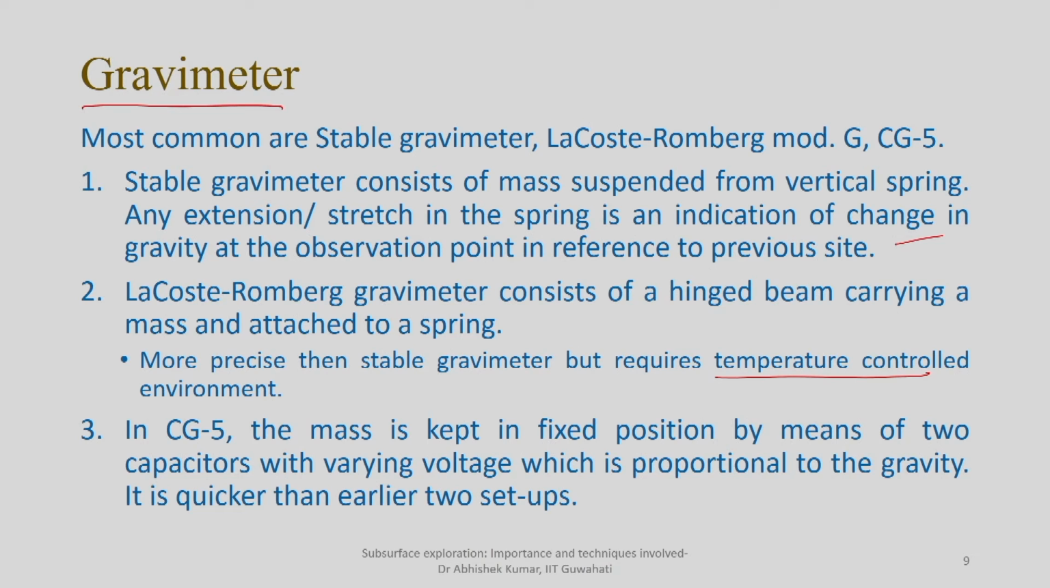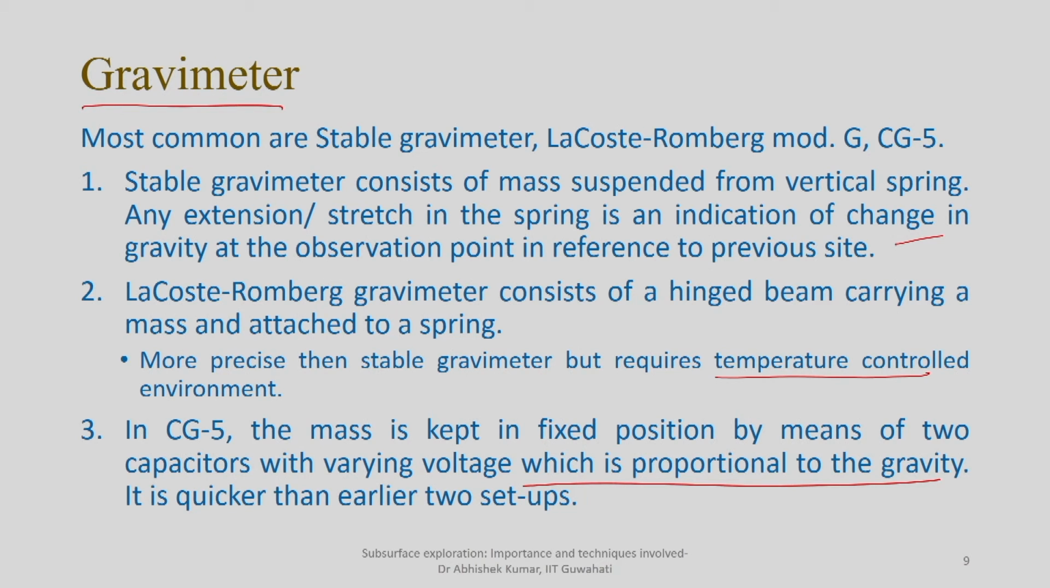The third one is CG5, in which there is a mass which is supposed to be at a fixed position. Because of change in the gravity value, the mass may move to a different location, and it will be brought to its initial position by means of supplying some potential difference. This potential difference measurement, how much potential difference you have applied to bring the mass to its original position, is proportional to the gravity value existing at the observation point.